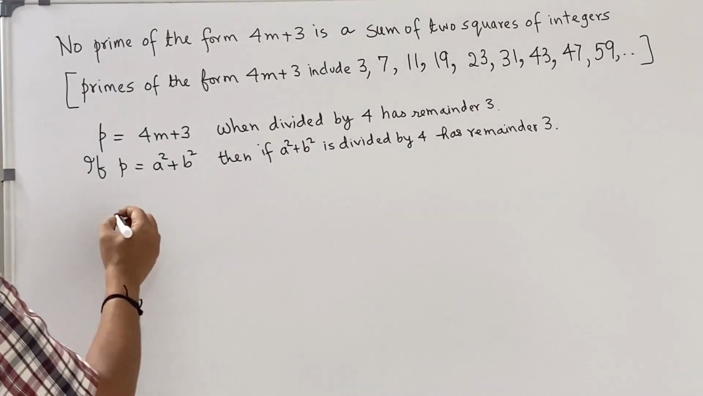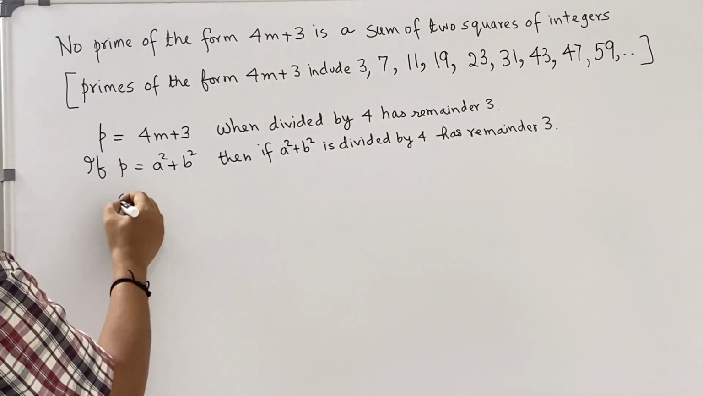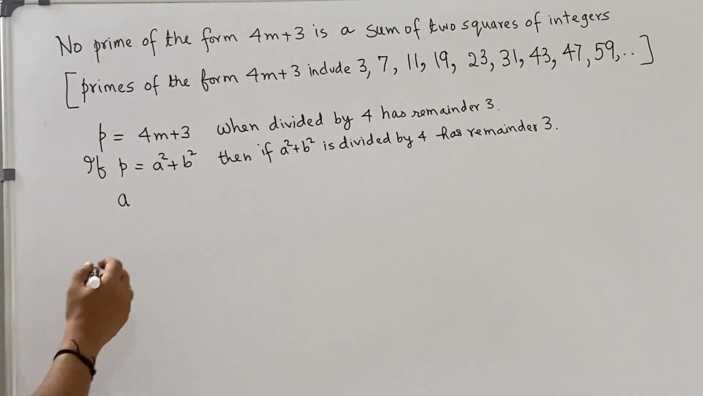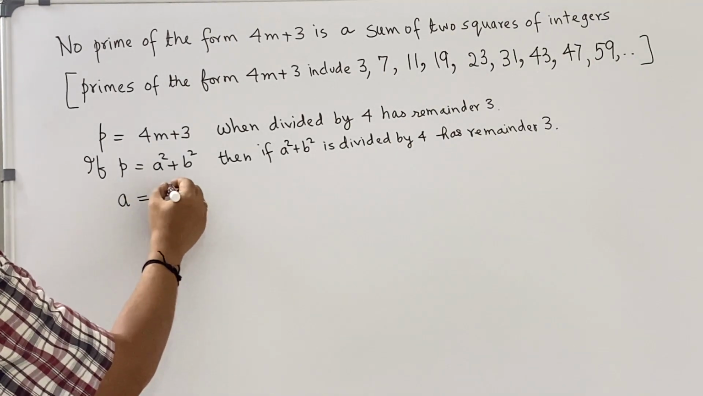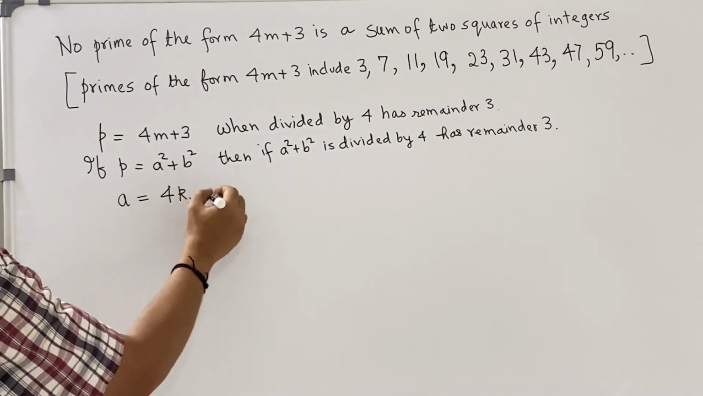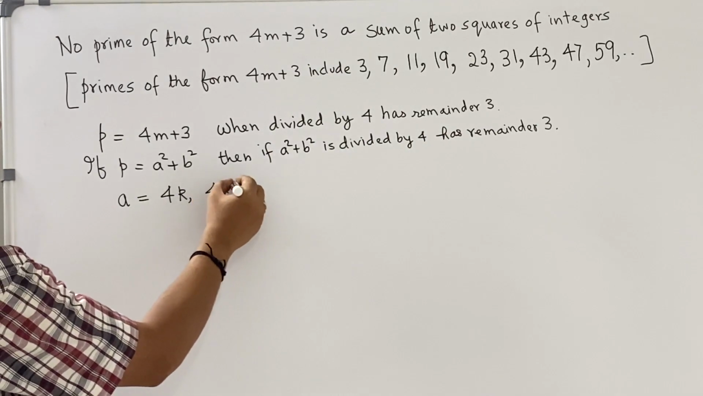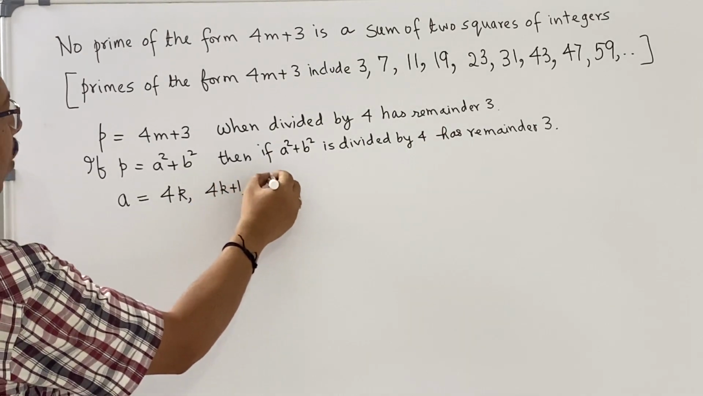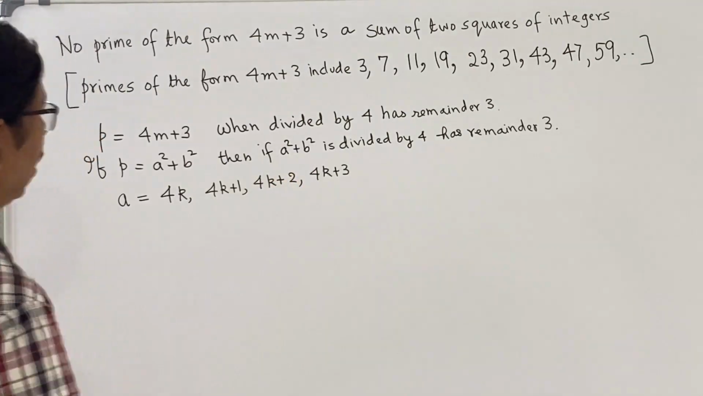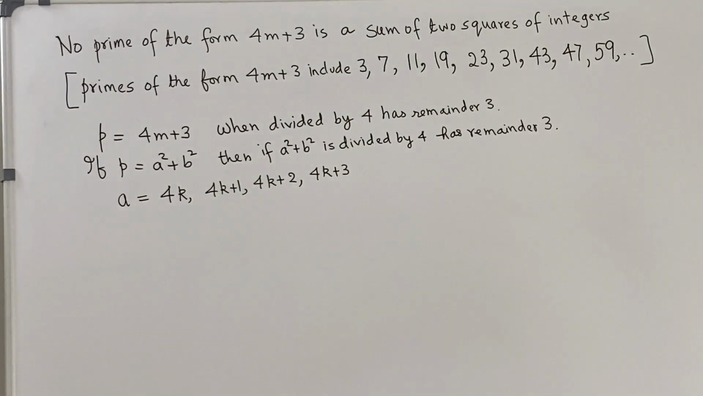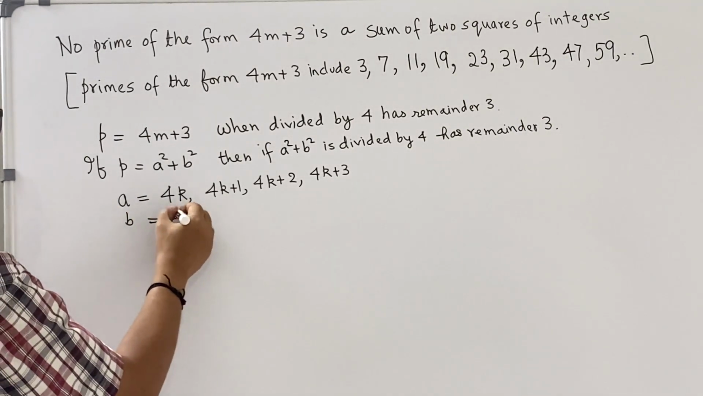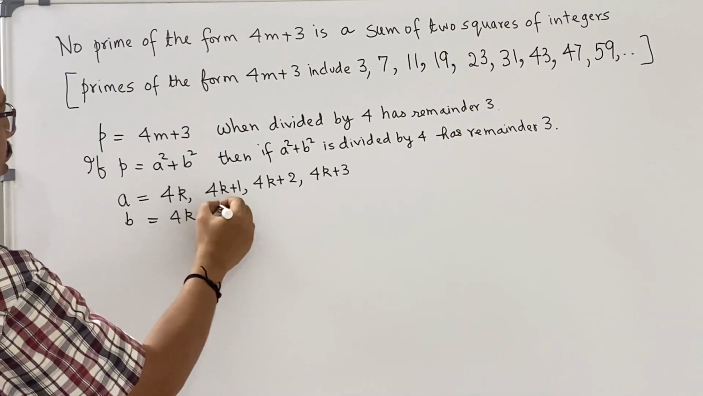Now suppose we are working with a, and a can have these four forms. It can be of the form 4k, or it can be of the form 4k plus 1, or 4k plus 2, or 4k plus 3. So these are the only four possible forms of a, and similarly for b. b can also be any one of these.